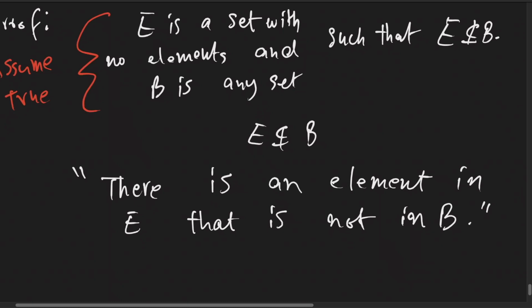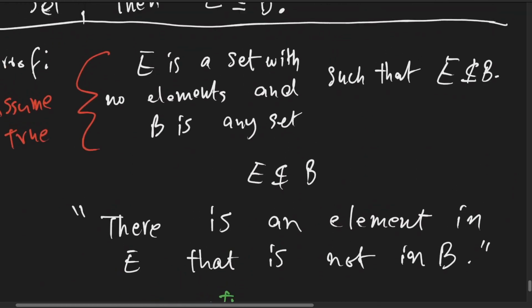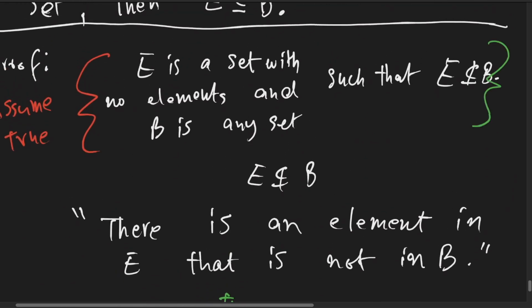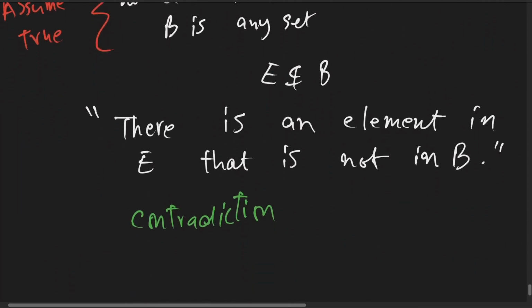Because we've deduced a contradiction, we can conclude that the assumption we started with must be false. And because this assumption is false, our original statement, if E is a set with no elements, then E is a subset of B, must be true. And this ends our proof by contradiction.